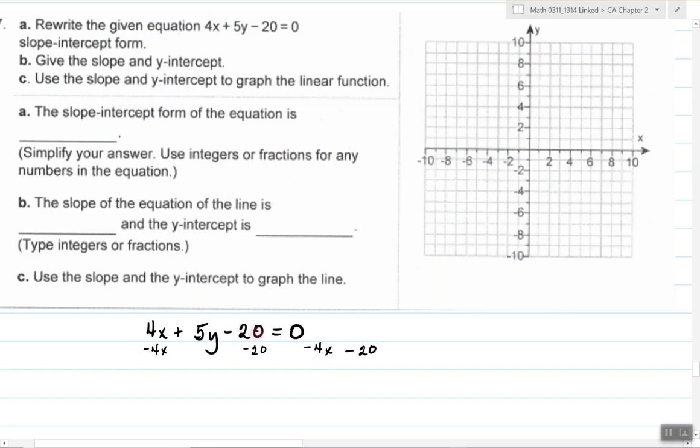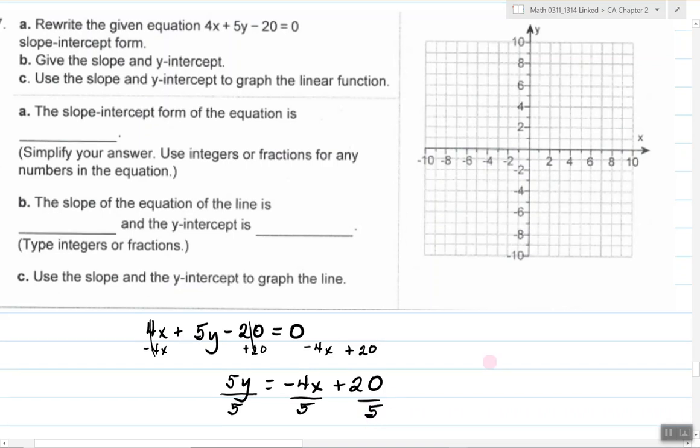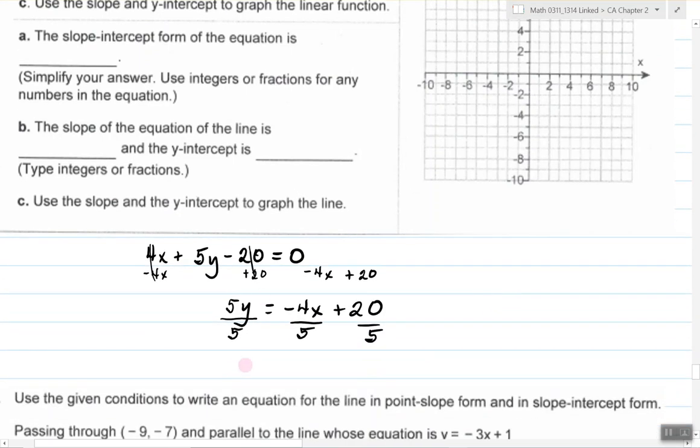I added 20. I hope you caught that before I did. And you're left with 5y is equal to negative 4x plus 20. This problem, you're not finished because the coefficient of y is 5, so you have to divide everything by 5. And you end up with y is equal to negative 4/5 x plus 4.